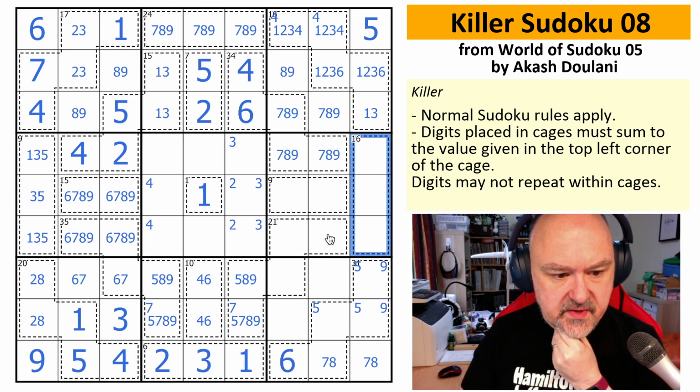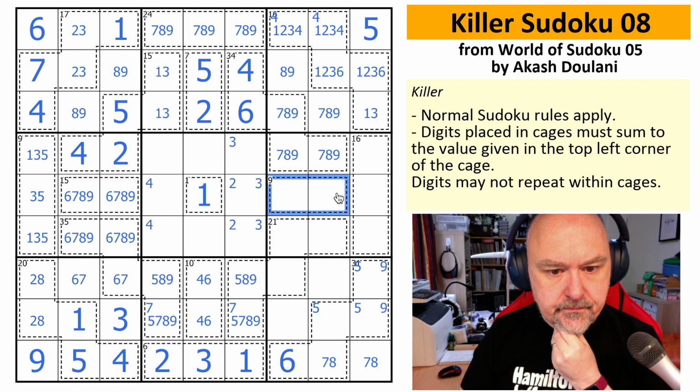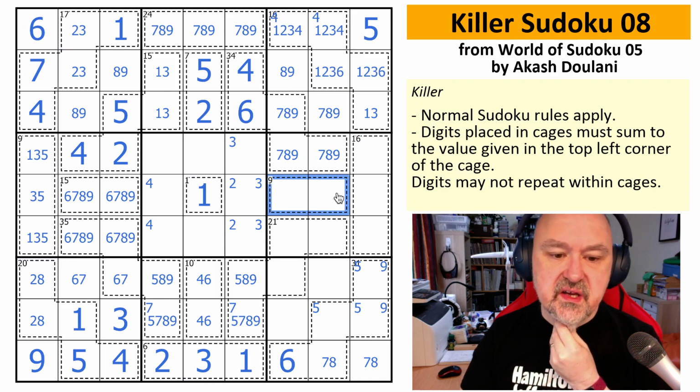So what have I missed? Is it this 9 cage? I can't use 1-8. I can use 2-7. I can use 3-6. I can use 4-5.